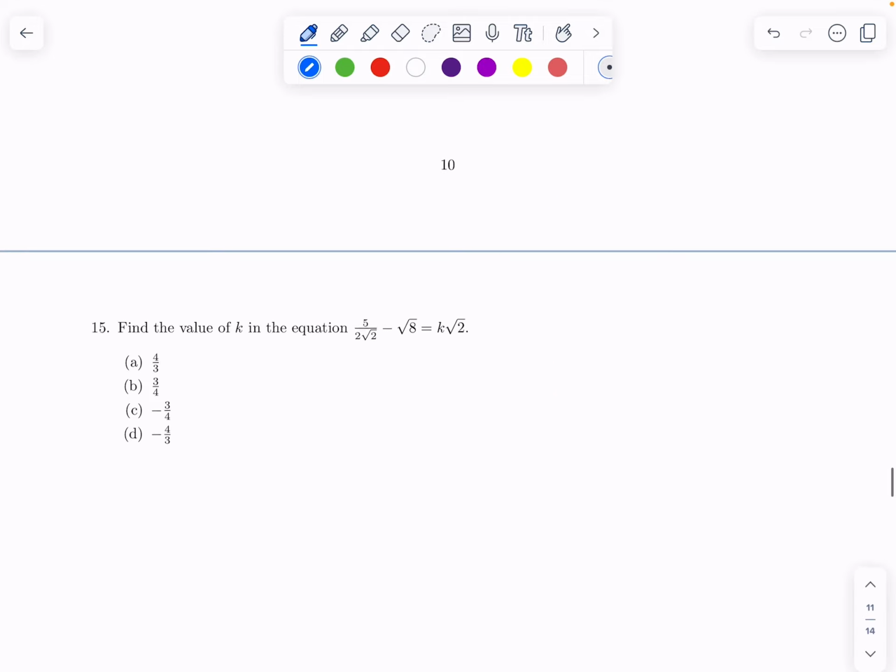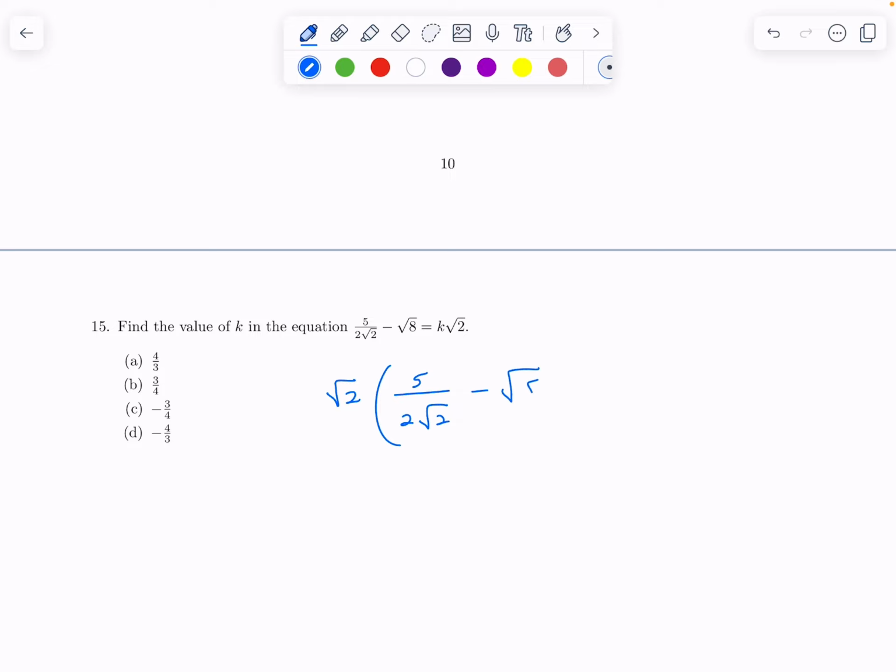Now let's look at problem number 15. How can we find the value of k here? Now we see these roots floating all over. What can we do? One of the things we can do is get rid of the roots here. So what I can do is multiply both sides by square root of 2. So 5 divided by 2 square root of 2 minus square root of 8 equals square root of 2k times square root of 2. So just multiply both sides by square root of 2, right?